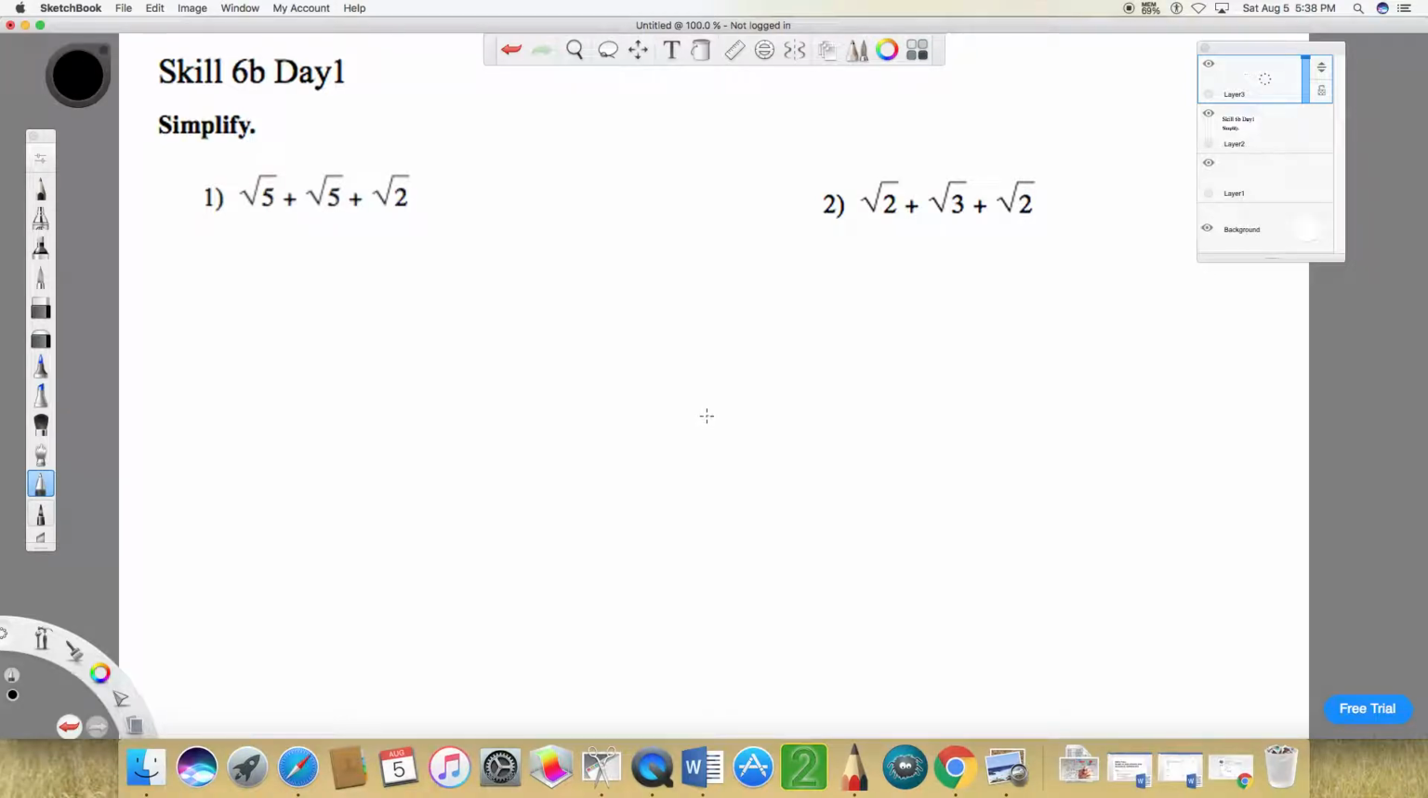All right, so I think I'm recording. Let's take a look at these homework problems. We are doing operations with radicals, and specifically addition and subtraction. So we're going to treat these like terms.